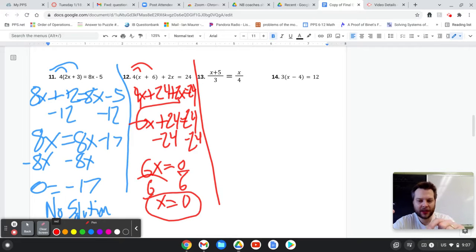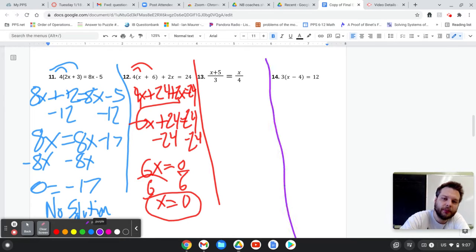That is very different than the example I just did in blue, where there is no number that works. 0 doesn't work, 10 doesn't work, 6.5 doesn't work, nothing works on number 11. On number 12, 0 is the one and only number that works.